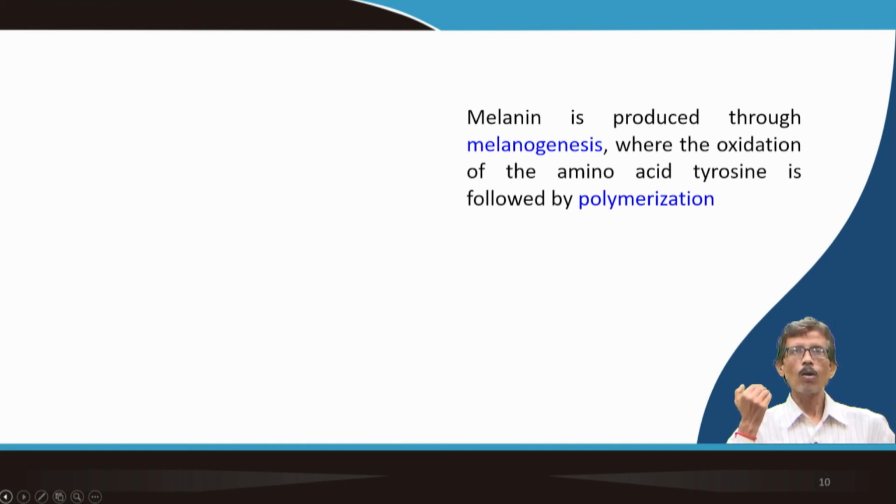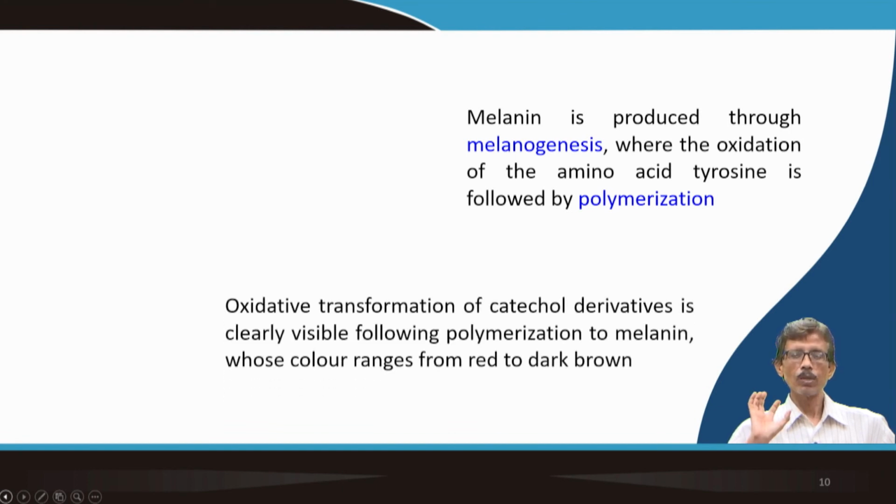So, when you have the oxidation of the amino acid tyrosine followed by polymerization, what can happen? So, this particular oxidation, what sort of oxidation? So, oxidative transformation of the catechol derivatives, we can see if we allow the polymerization reaction. So, you cannot stop that polymerization reaction.